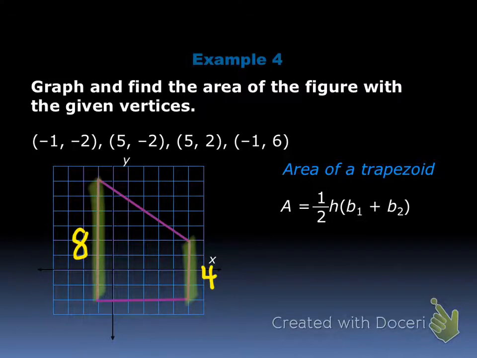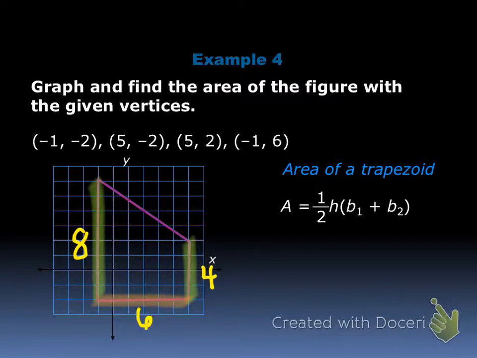Now our height, remember, is going to be perpendicular to the base. So we've got to figure out where it is perpendicular to the base. Well, right here it makes a 90-degree angle. So that's going to be our height. So our height is going to be 1, 2, 3, 4, 5, 6 units.